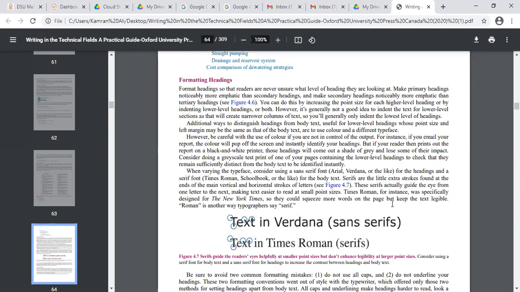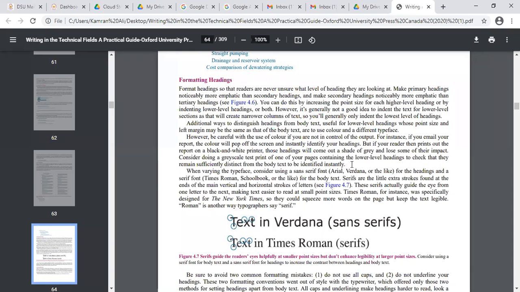Okay, then. However, be careful with the use of color if you are not in control of the output. For instance, if you email your report, the color will pop off the screen and instantly identify your headings. But if your reader then prints out the report on a black and white printer, those headings will come out a shade of gray and lose some of their impact, right? So consider doing a grayscale test print of one of your pages containing the lower level headings to check that they remain sufficiently distinct from the body text to be identified instantly.